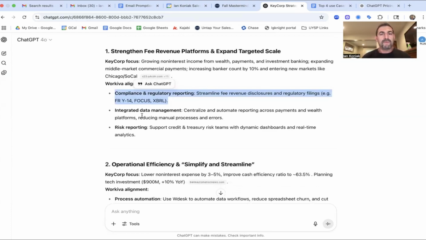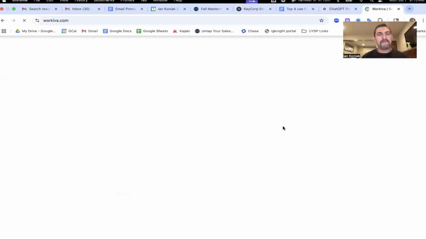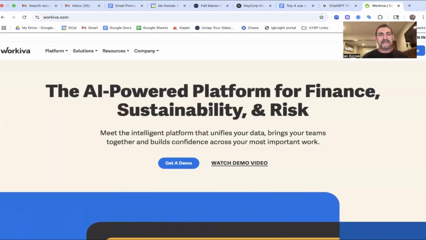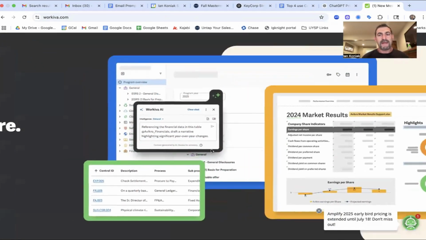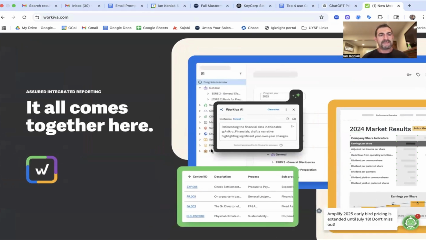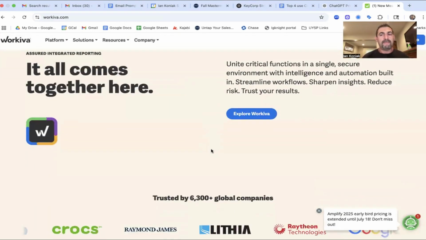I love that. So just so you know, if I go to Workiva and look at what they do, I don't know anything about this company, but you can see it's an AI-powered analytics and reporting platform for finance, sustainability, and risk. There's a few things that they do, right? There's a lot of reporting. It's centralized reporting, which is going to be key. So that's why it came up with that Workiva alignment.